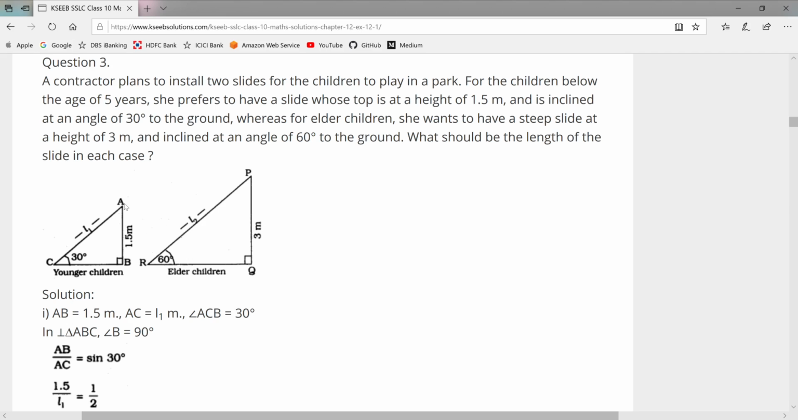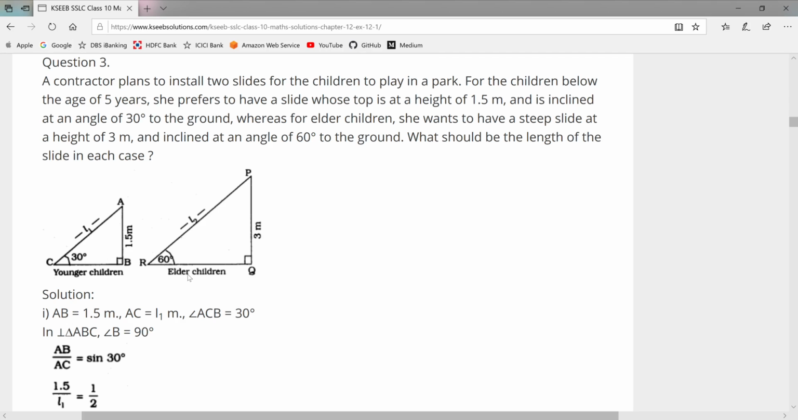The first slide is AC, having length L1, and the second slide is PR, having length L2. The first slide is inclined at an angle of 30° and the second slide is inclined at 60°. This much data they have given. So first you have to draw triangle ACB with the angle 30°, and the second triangle PRQ with the angle 60° at point R. You have to draw two right angle triangles.